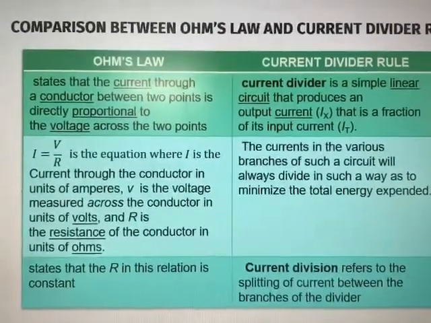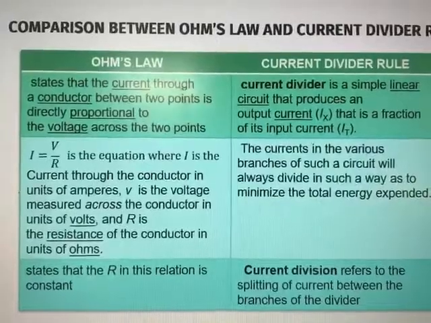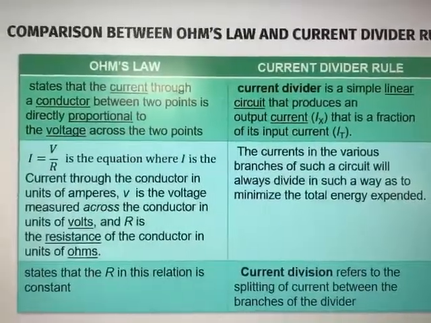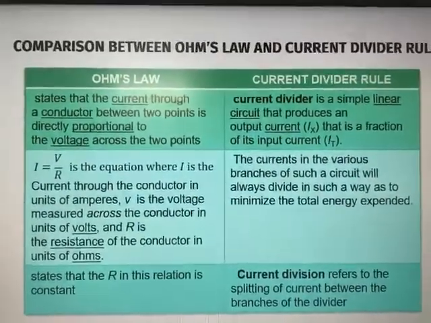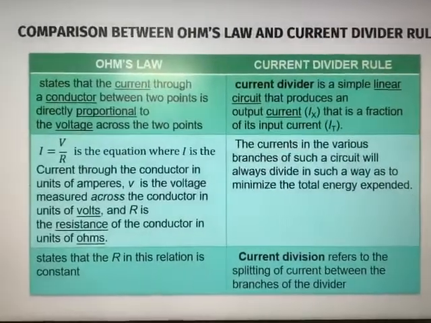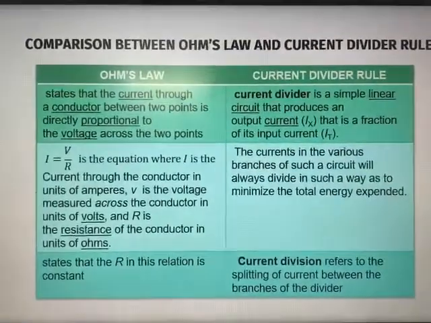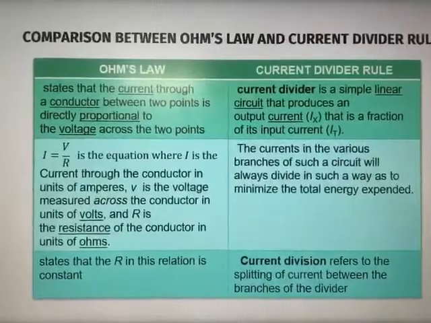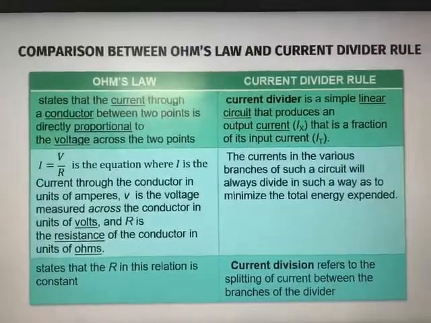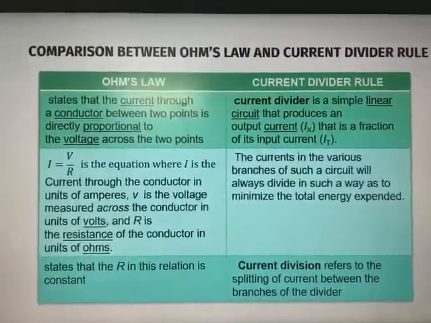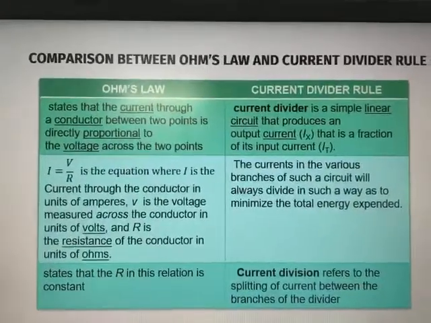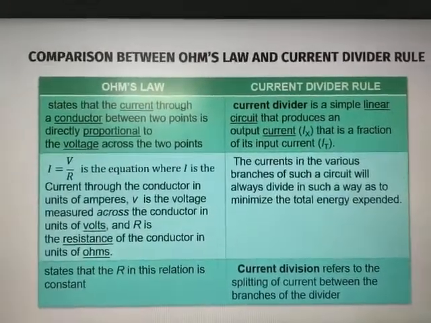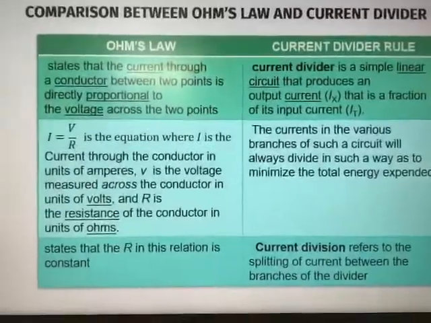For the current divider rule, a current divider is a simple linear circuit that produces an output current IS that is a fraction of the input current IT. The current in the various branches of such a circuit will always divide in such a way as to minimize the total energy expended. Current division refers to the splitting of current between the branches of the divider.